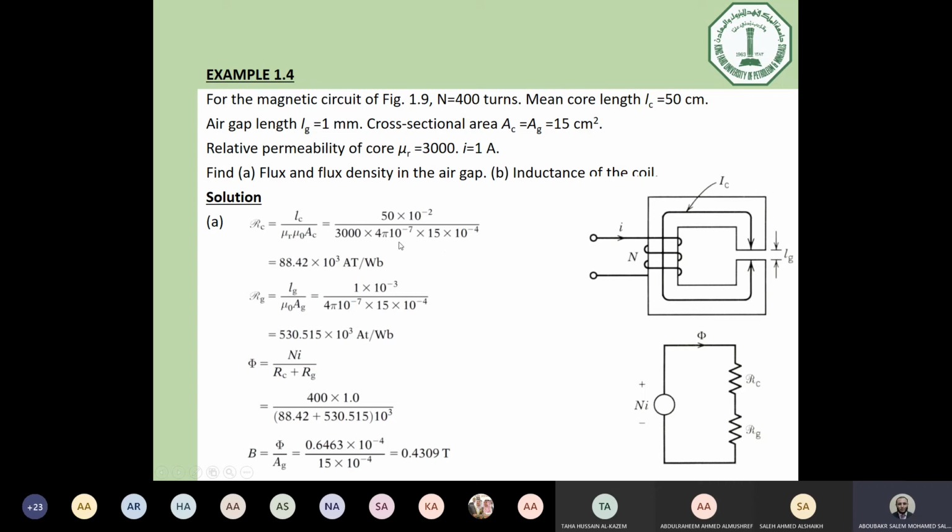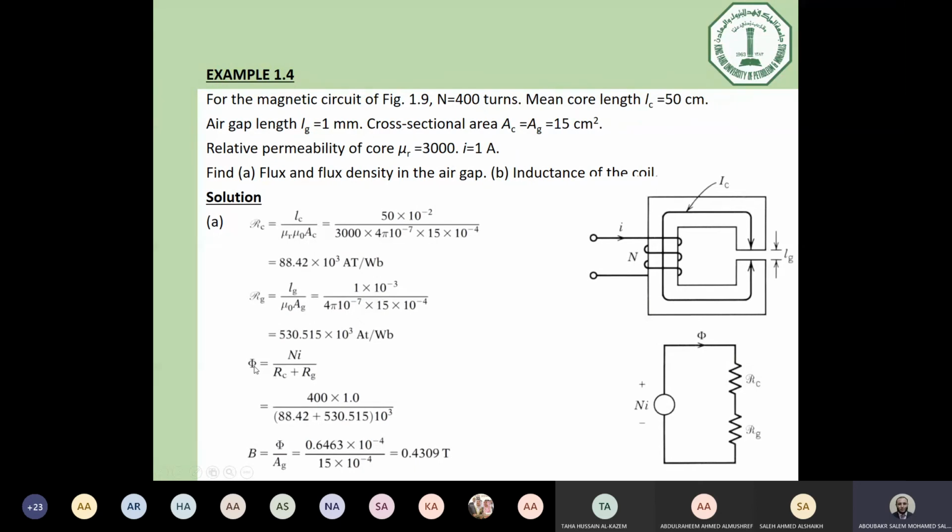Of course, the first part we solved like this before. You can calculate the reluctance of the core, L divided by mu r mu naught A, and all of these are given. The reluctance of the air gap similarly, L divided by mu naught A, and as you can see the value here is 530 multiplied by 10 to the power 3, and here is 88. So as you can see, the reluctance of the gap is more than 6 times the core reluctance.